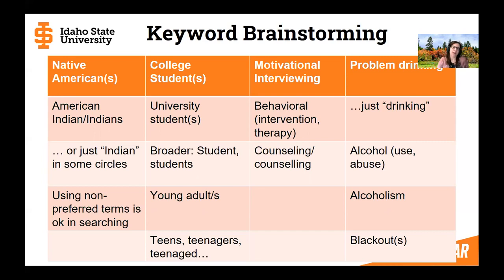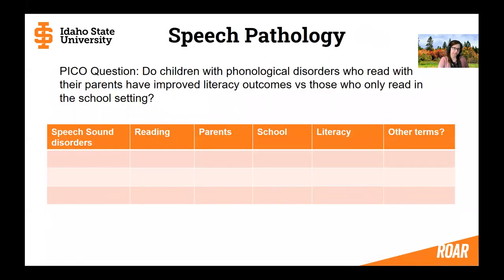With motivational interviewing, I had to do a search on this technique because I wasn't familiar with it. But when I Googled it, I learned that behavioral intervention or behavioral therapy is another way of saying this. Of course, counseling and its variant spelling with 2 L's also need to be considered. And then for problem drinking, you could just use drinking. You could use alcohol use or alcohol abuse or even alcoholism. And blackout drinking, or blacking out, is a result of problem drinking. So that's a related term I have here.